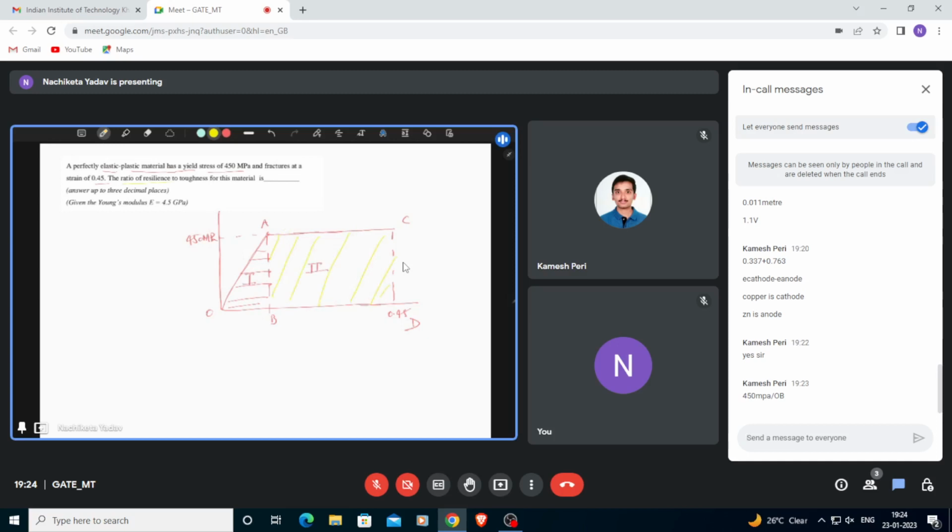You know, ratio of resilience. Resilience ratio means OAB, right triangle, OAB by this whole area, OAB plus ABCD, area of ABCD. So we know this elastic modulus is given as 4.5 gigapascal. So from here you can calculate strain. Directly you can solve it by just eliminating this strain.